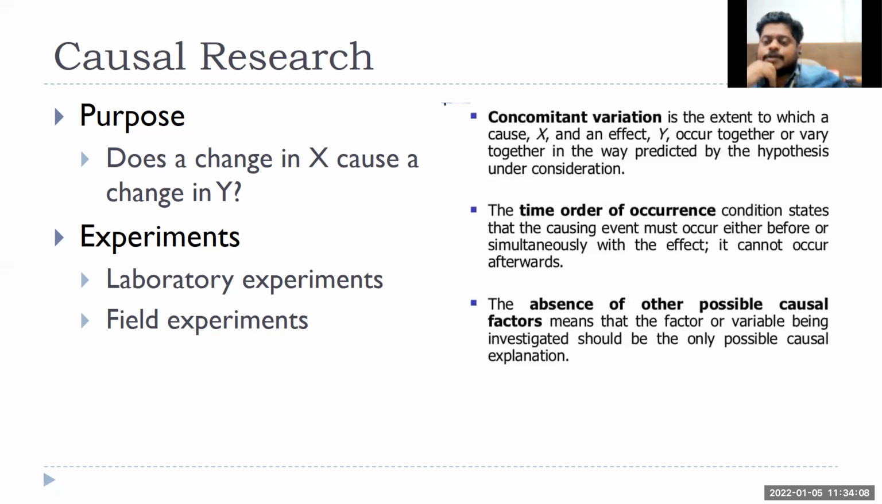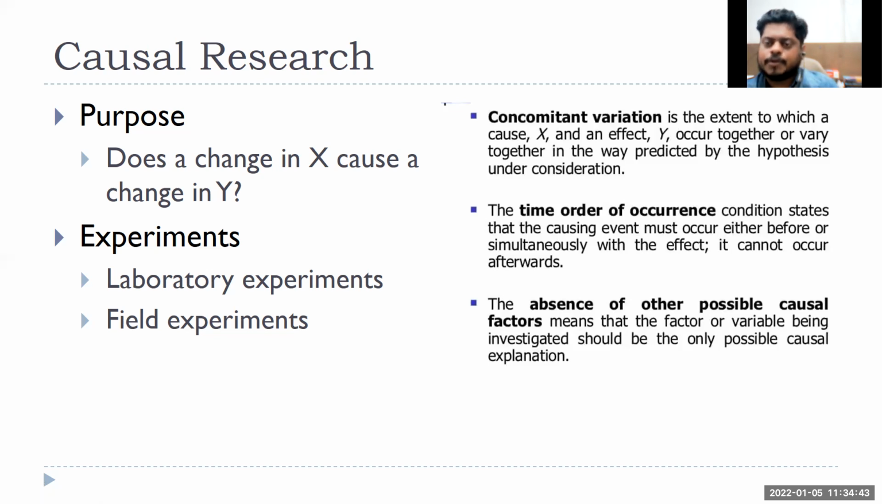Then absence of other factors. So if you see, concomitant variation, two variables moving together in the same direction, is easiest to prove. A little more difficult is time order of occurrence. I have to say that X happened, and then only Y happened. Then the most difficult part, and this is where all the debate happens: how can I prove that there are no other possible causal factors? That is where the design of experiment, the ANOVA, which we'll discuss in detail, comes in, how to design an experiment, saying that this is the only reason.